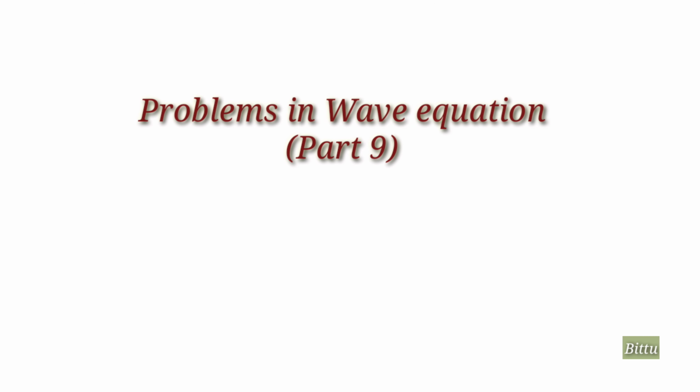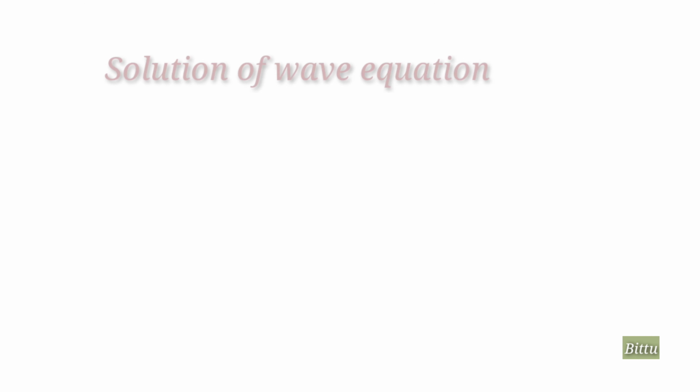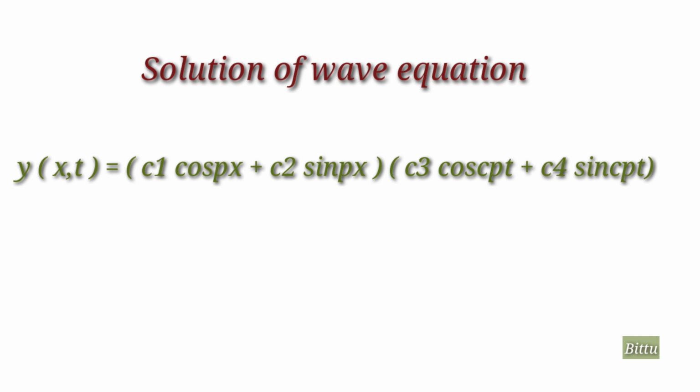We solved the wave equation by variable separable technique, and we got the solution as y of x,t is equal to (c1 cos px plus c2 sin px) into (c3 cos cpt plus c4 sin cpt). Here c1, c2, c3, c4 and p are arbitrary constants. We can find these constants by applying its boundary and initial conditions.